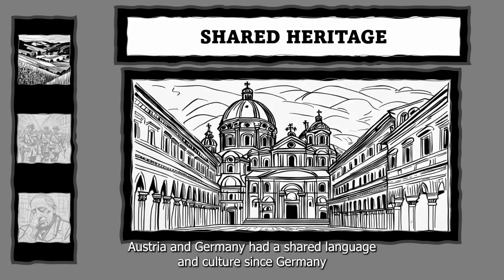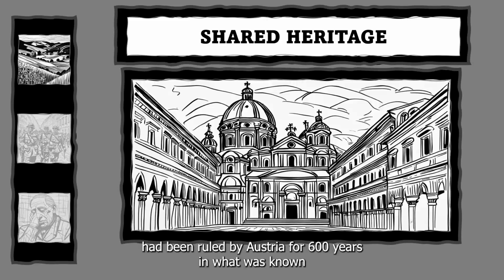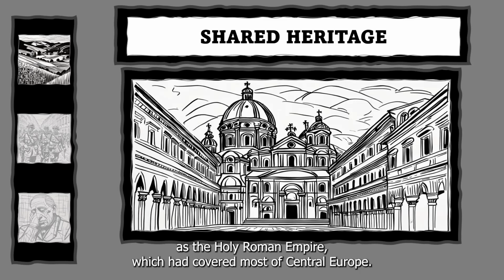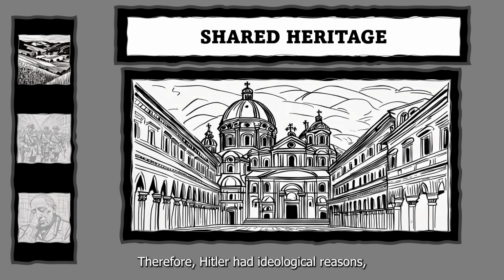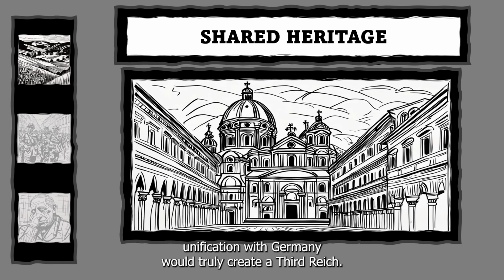Furthermore, Austria and Germany had a shared language and culture since Germany had been ruled by Austria for 600 years in what was known as the Holy Roman Empire, which had covered most of Central Europe. Therefore, Hitler had ideological reasons: unification with Austria would truly create a Third Reich, in other words a third glorious empire in Central Europe.